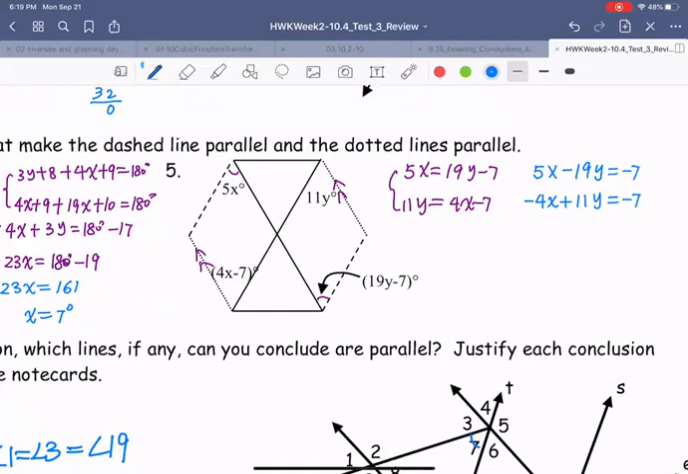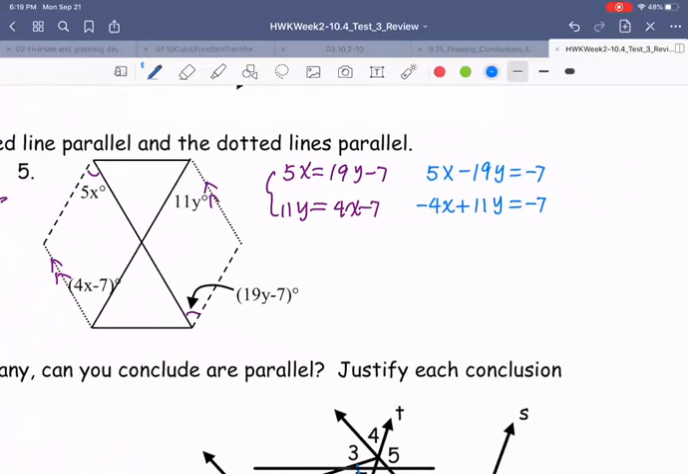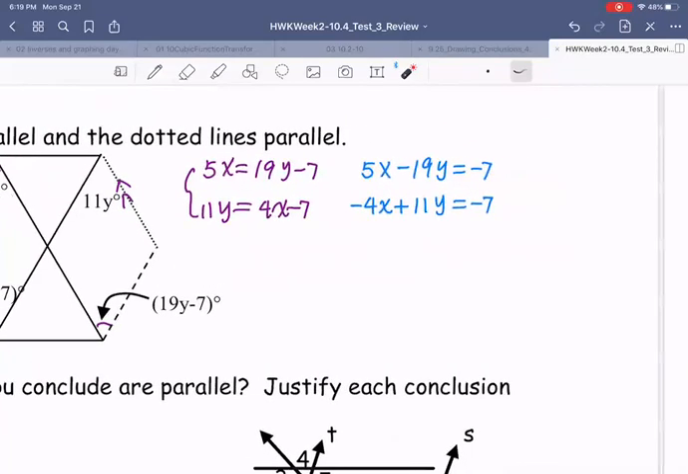Yes. And what do you do next? Then you want to multiply to get rid of one variable. 19 and 11 are too big. You don't want to multiply by 11 here and by 19 here. You want to multiply by 4 for this one. You want to multiply by 5 for this one, right? Yes. Go ahead and do your calculation.